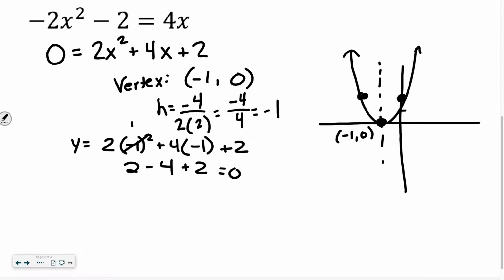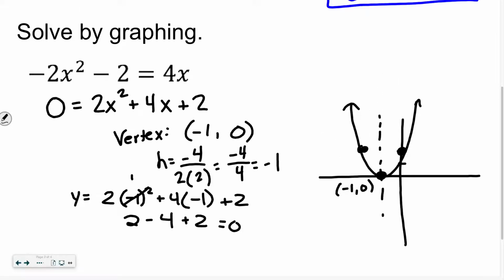So even before I graphed, I kind of knew that was going to be my answer, right? But I wanted to finish out the graph just to show you there's no other place that the function equals 0, because the U is opening up. So solve the equation up there. The solution is x equals negative 1.